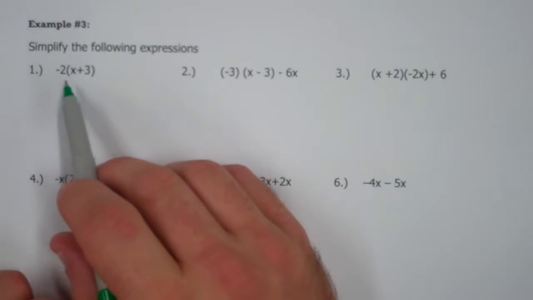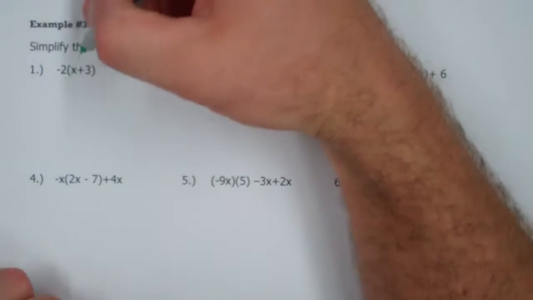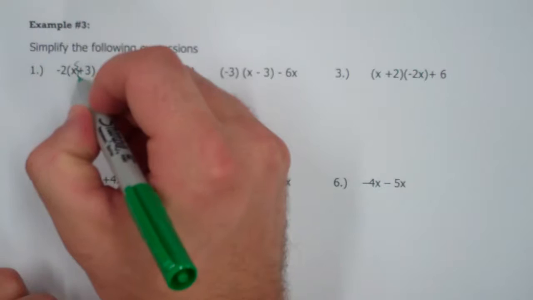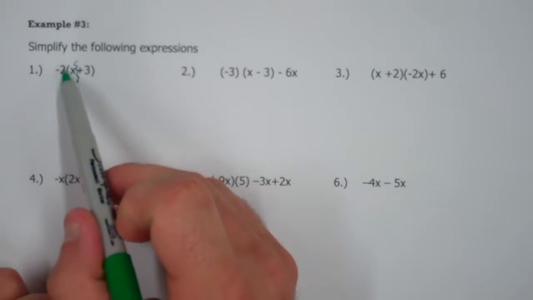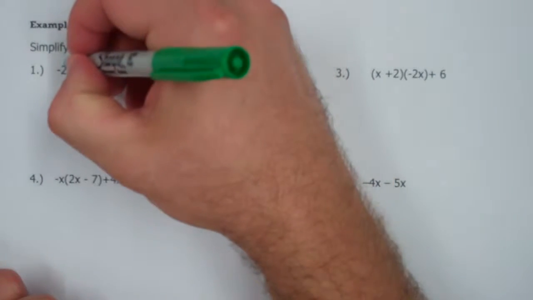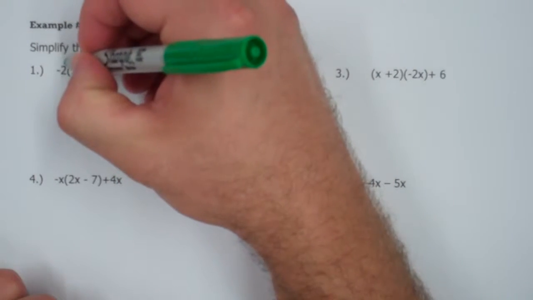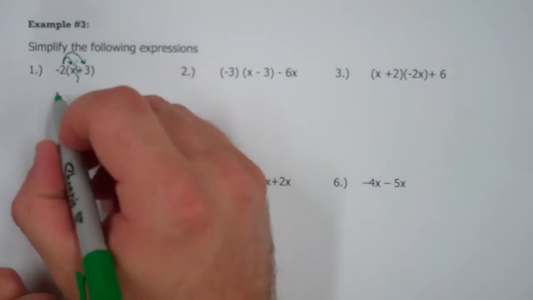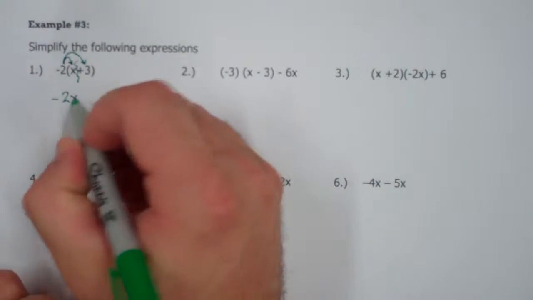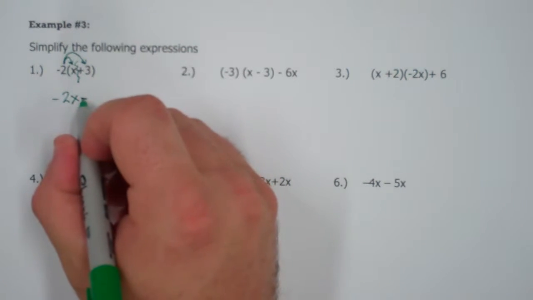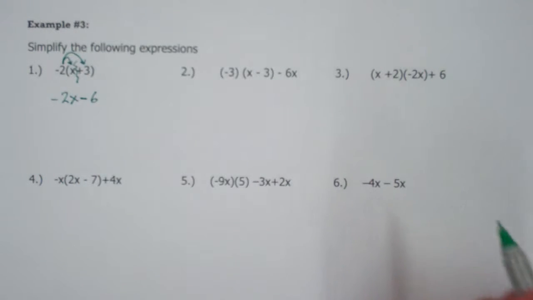In the first expression, I'm seeing that we have two terms on the inside of a set of parentheses. We have a term on the outside that we need to multiply by each term on the inside. So we need to multiply negative 2 and x and negative 2 and 3. Negative 2 times x is just negative 2x. Negative 2 times positive 3, that's going to be negative 6.